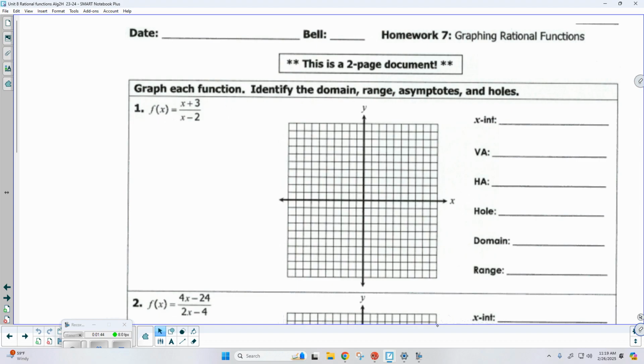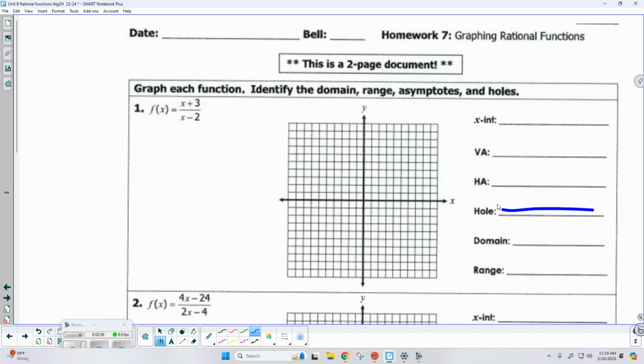Okay, how do we know? There you go. So nothing cancels. So that means there's no hole. That's one less thing to worry about. Okay. Now, if there is a hole, I'll go back and I'll show you how to go ahead and find that. But let's just go ahead and start going right down the row here.